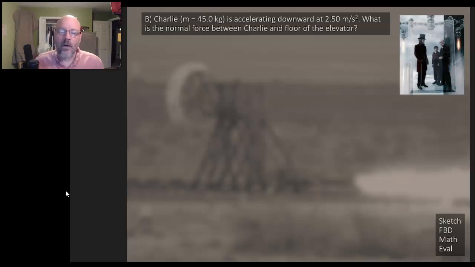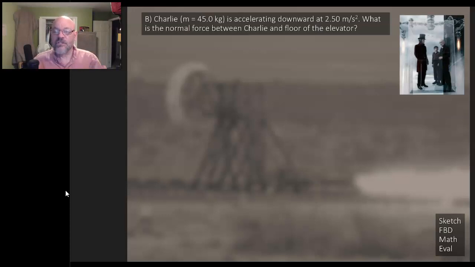Let's suppose that Charlie's in there and he's got a certain mass, and they're actually accelerating as they go downwards. Okay, so this is a downward moving elevator and it's accelerating. So what's the normal force between Charlie and the floor of the elevator?